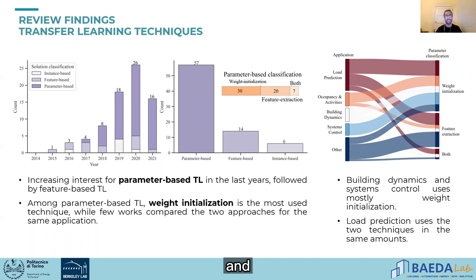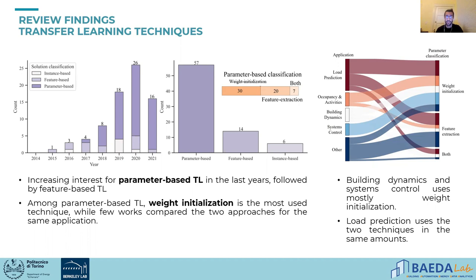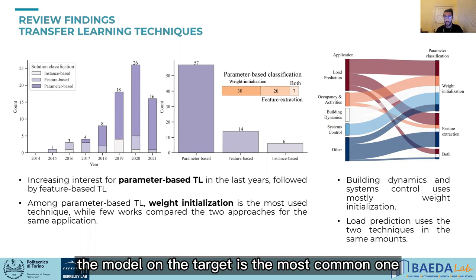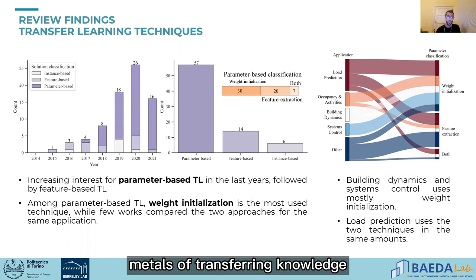And among parameter-based transfer learning, we have seen that there are two ways of transferring models. In particular, weight initialization, in which you start from a pre-trained model to fine-tune the model on the target, is the most common one, while feature extraction is mainly related to classification tasks. However, few studies compare both methods of transferring knowledge for the same application.